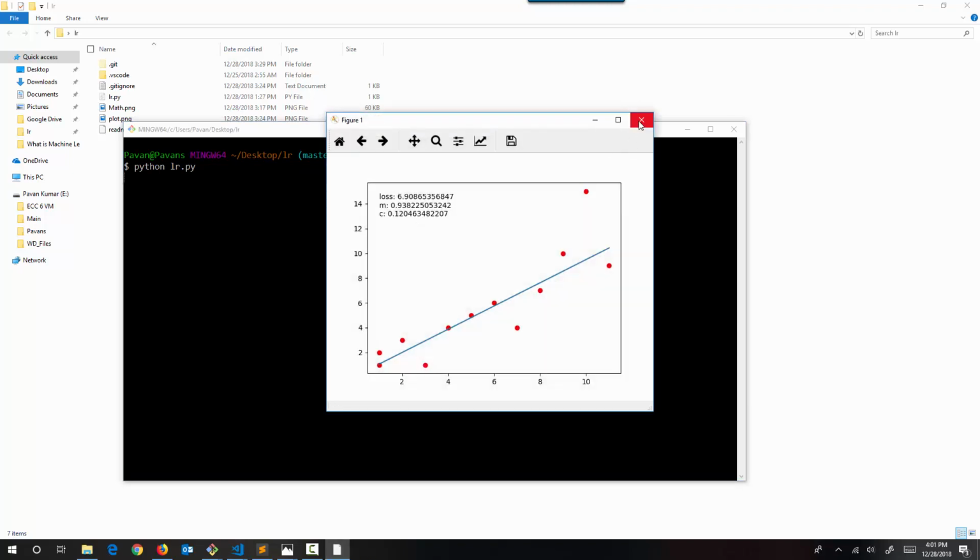So 6.9, 6.8, 6.79. So it tries to find the line. We did not do anything. The program found on its own the line equation in which it can fit all these points. So that's how machine learning is done, and gradient descent is helping the program to find the appropriate line.